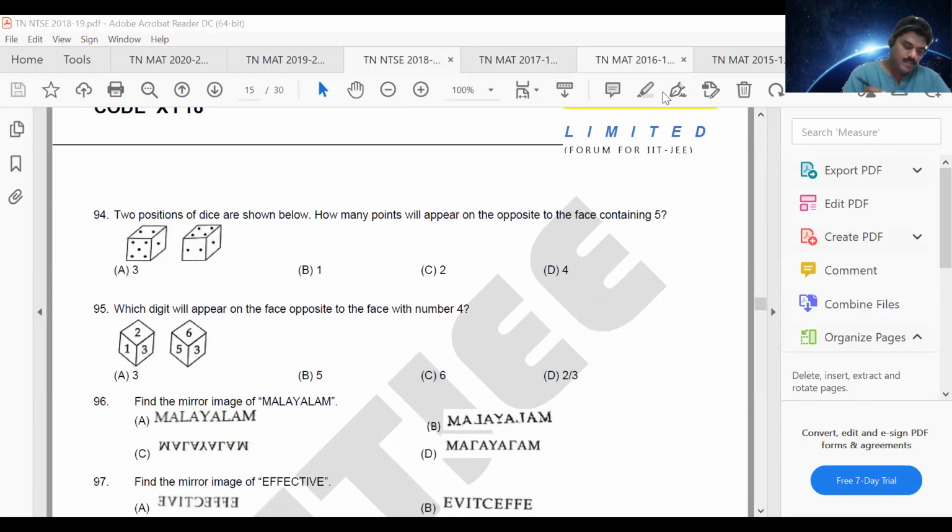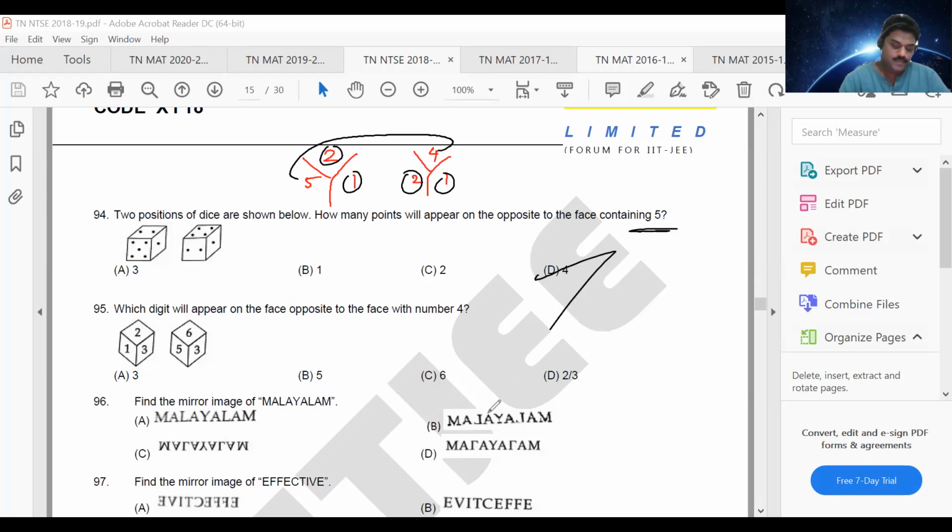Now, instead of numbers, I have only 2 faces, only 2 positions, and they are asking me to find the opposite face containing 5. So what I will do, I will write this in terms of numbers for my convenience. So this is 2, 5, 1, and this is 4, 2, 1. Now if you observe, 2 positions are common. So the other ones would be opposite to each other. So the number opposite to 5 would be 4.